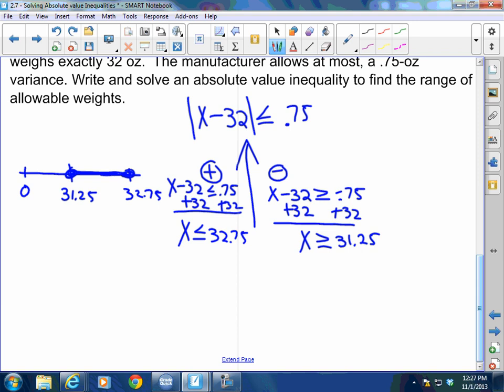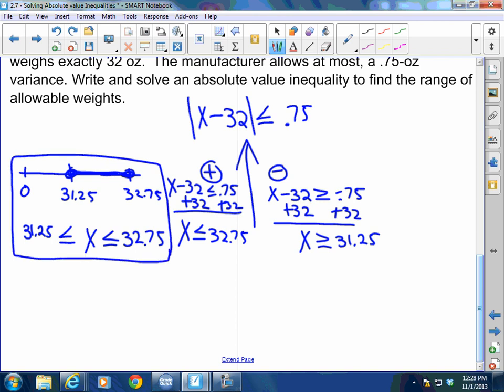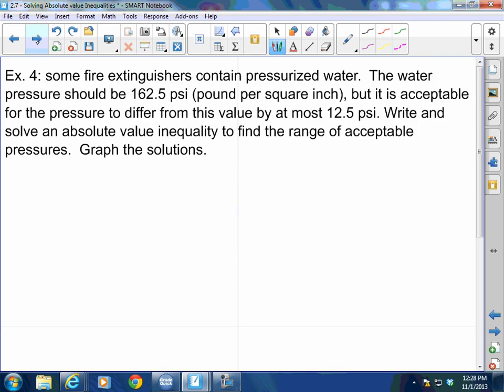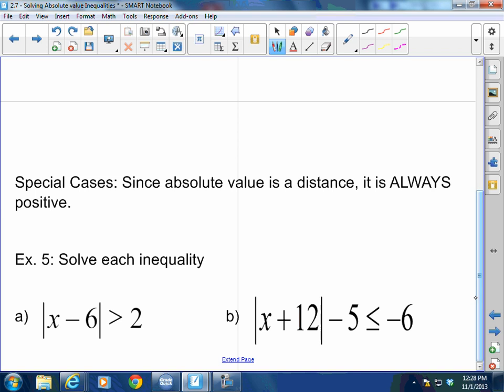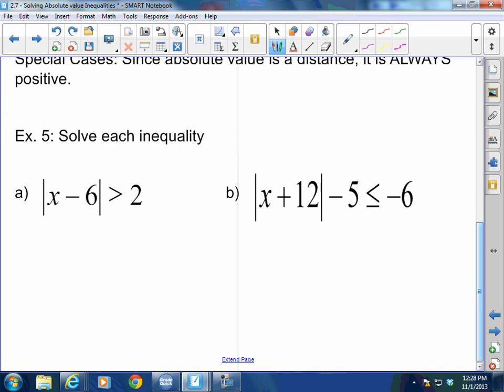Does that make sense? Yes, sir. So this is going to be x is greater than or equal to 31.25 and less than or equal to 32.75. Okay? Now, I'm going to skip this one for a second because I want to show you two special cases. Try to do that word problem on your own. If you have any questions, come see me.